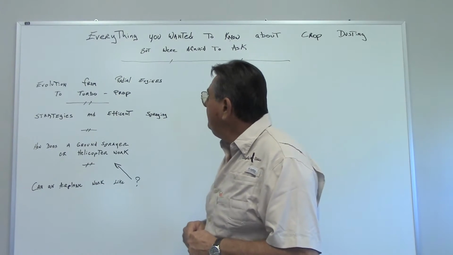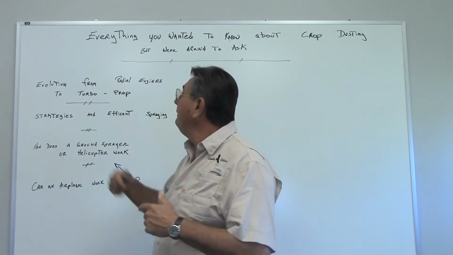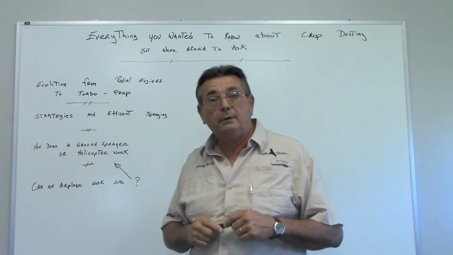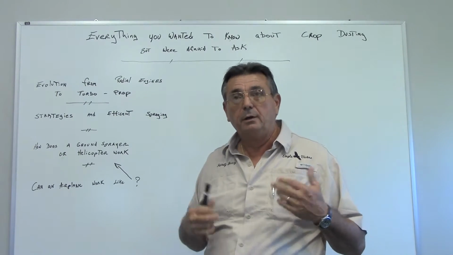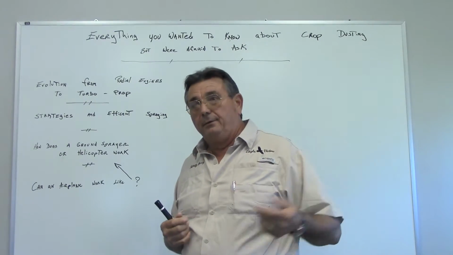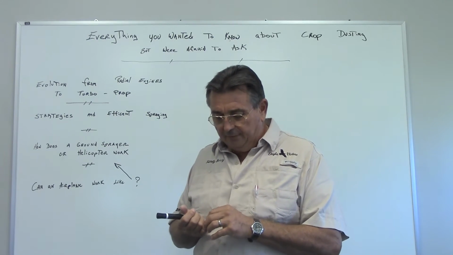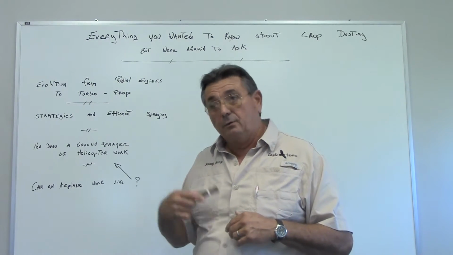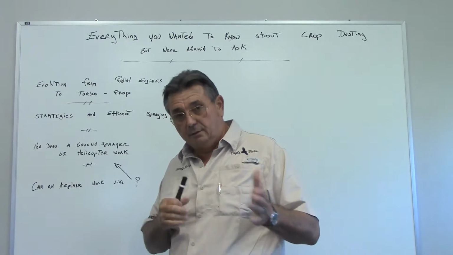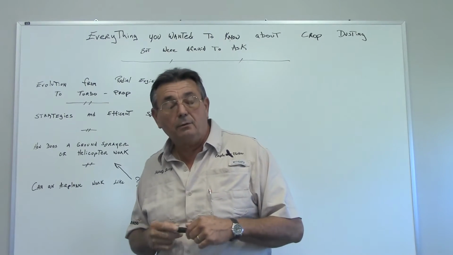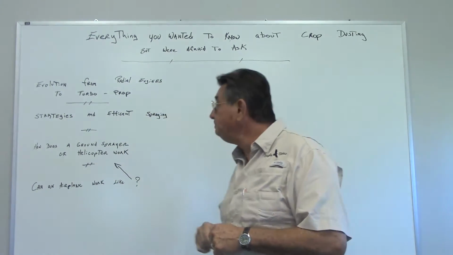We're going to discuss basically the evolution of crop dusting, how it's occurred. We won't go way back to the 50s, but probably where most of us have started is in the early 70s or 80s or 90s. And there was a definite transition through all these times and all these periods.